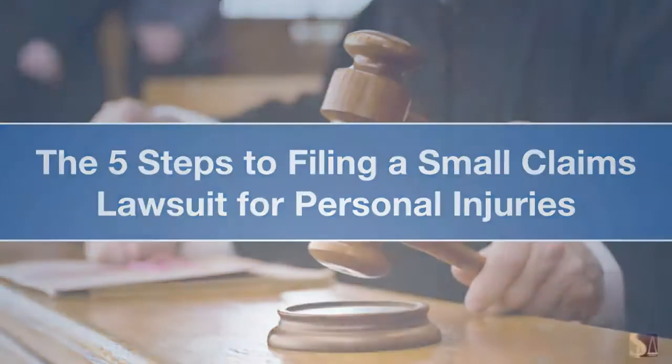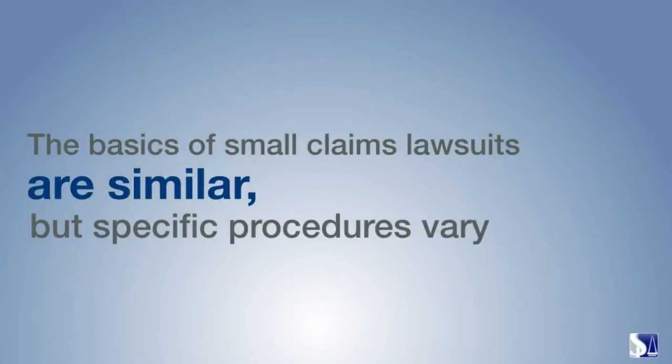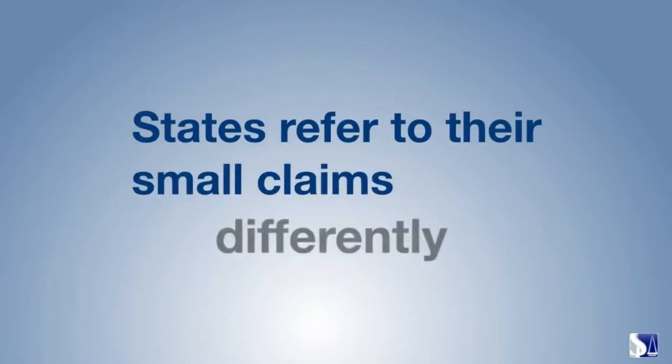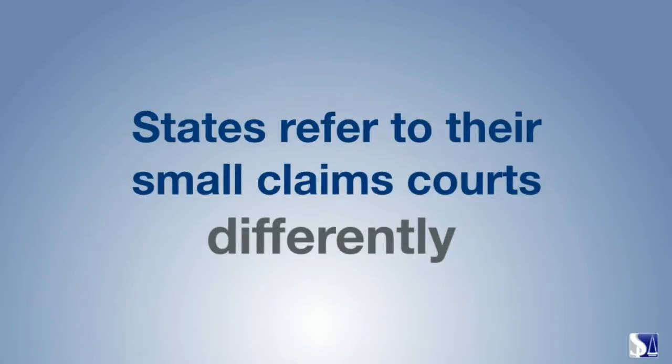The basics of small claims lawsuits are similar across the United States, but the specific procedures vary, so check your county court's requirements carefully. States refer to their small claims courts differently. Some call them municipal courts, city courts, or justice of the peace courts. The name depends on your state and the types of cases that are heard. If you can't find the right small claims court, ask at your county clerk's office. The court may also be listed on your city, state, or county's website.